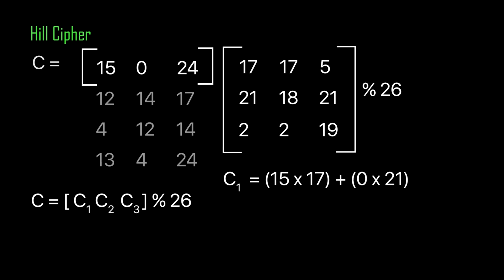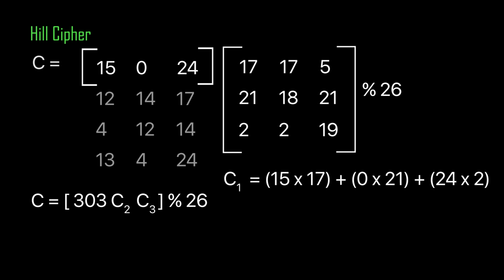Starting with the first 3 characters, P, A, and Y, these will be multiplied as follows. Each row in the plaintext is multiplied with all the columns in the key. The indices of the rows and columns are paired, meaning the first number in the current plaintext row multiplies the first number in the key's current column, and so on.